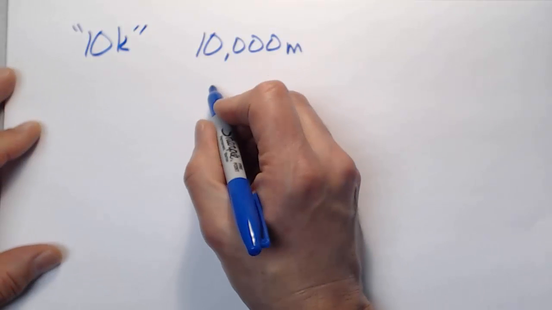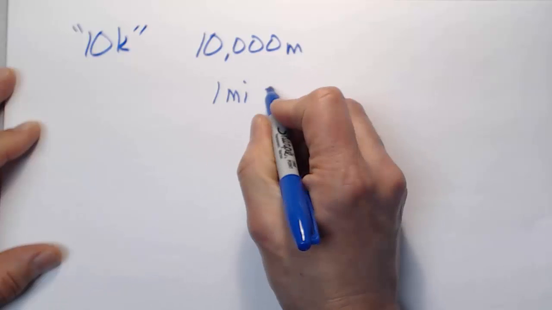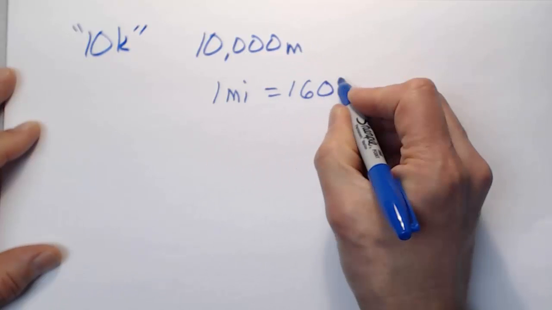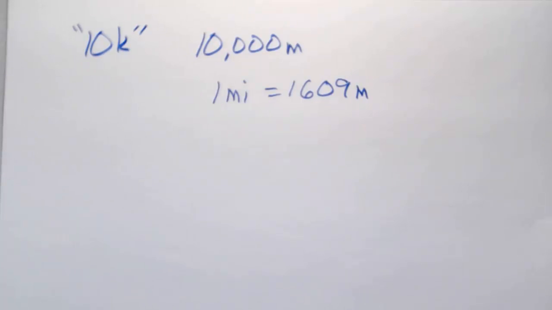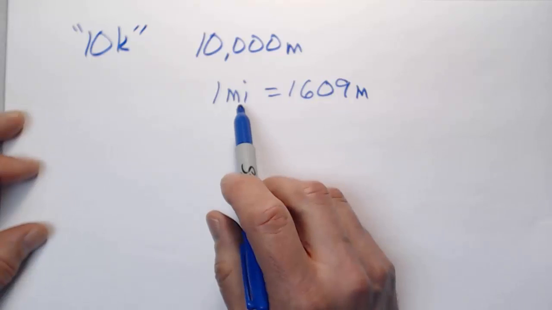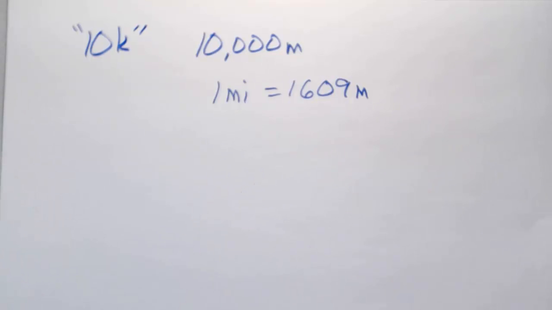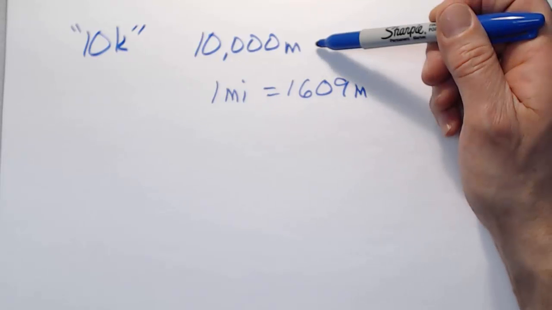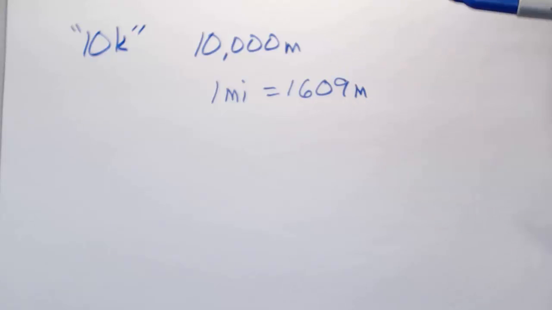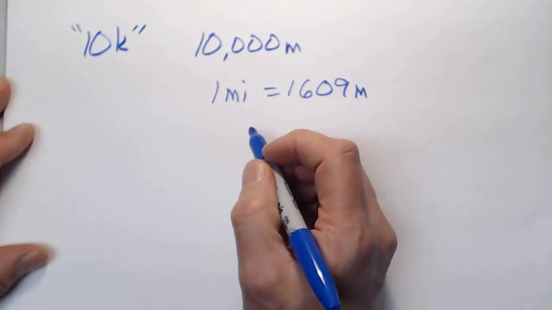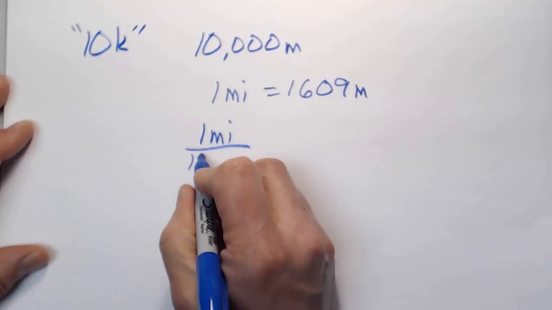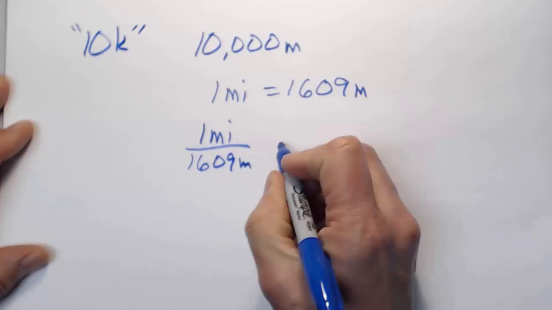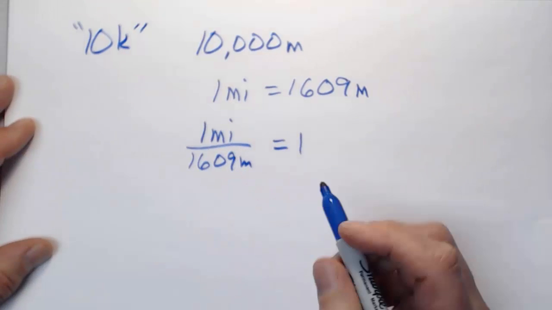So it happens that 1 mile is equal to 1,609 meters. Here I'm using the accepted abbreviations for mile and meter. A mile is an mi, a meter is an m. I need to make a funny looking 1 that I can multiply by the 10,000 meters in order to convert that to miles. The one that I'll use here is that 1 mile over 1,609 meters is equal to 1. So here's my conversion.